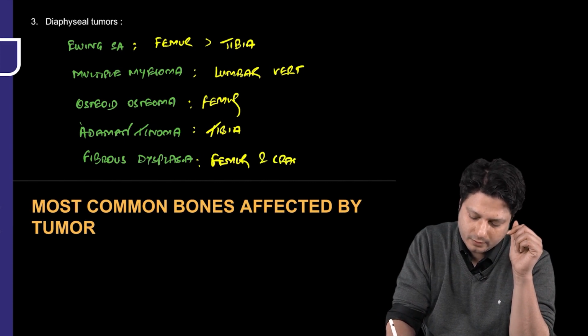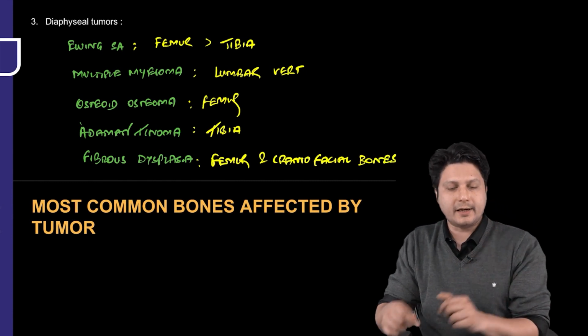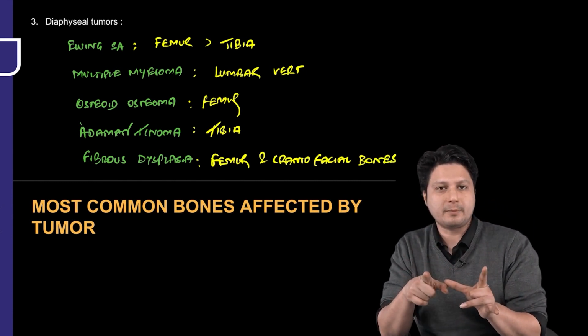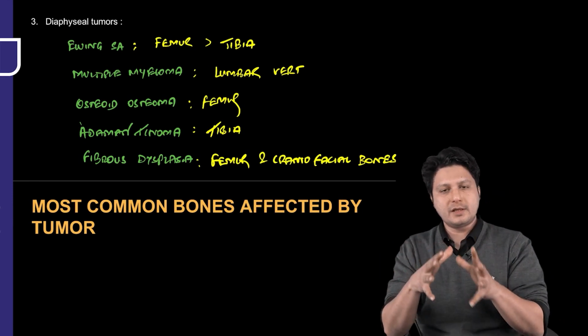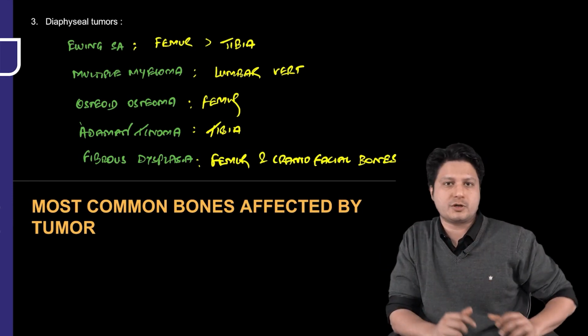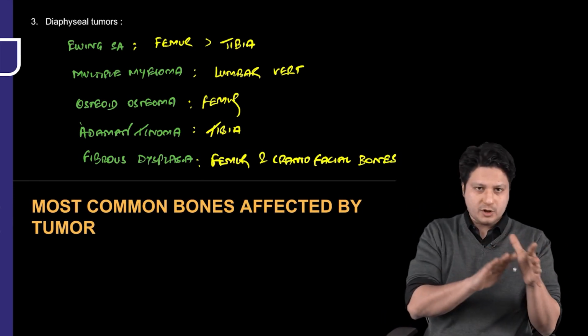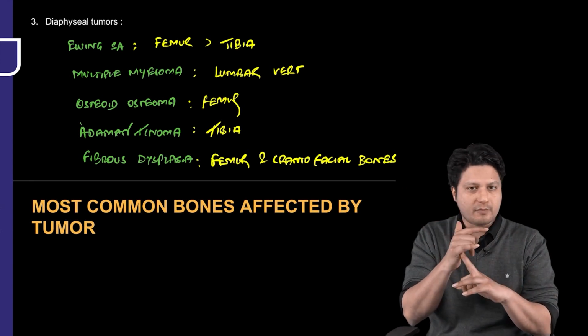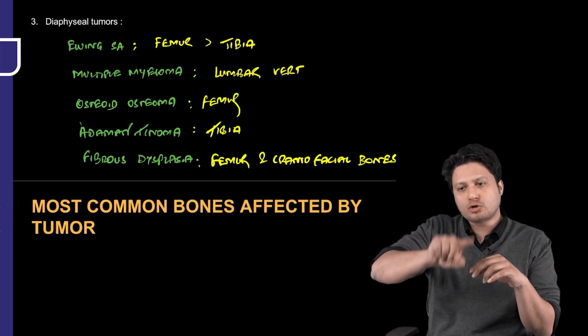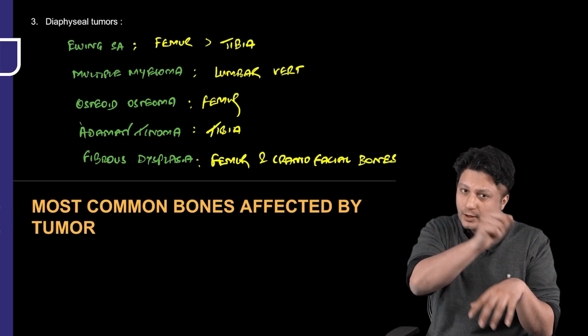and craniofacial bones. So femur and craniofacial bones are the most common sites to be affected by fibrous dysplasia. So with this, we have completed two formulations of the tables. The first one is the location of the tumor, epiphyseal, metaphyseal and diaphyseal. And the second one is the most common bone to be affected by that particular tumor.